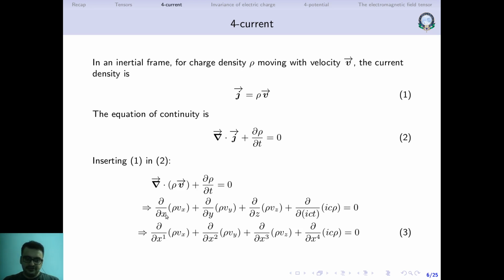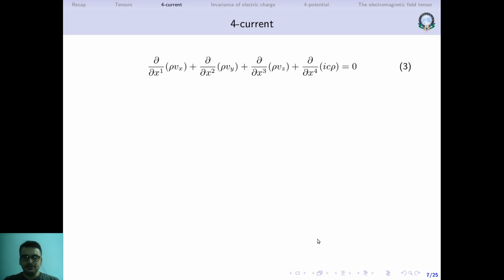So x, if you remember the Minkowski spacetime, x we write as x1, y we write as x2, and z we write as x3, and ICT we define as a fourth coordinate in Minkowski spacetime, which is x4. Okay, so this is what we have.